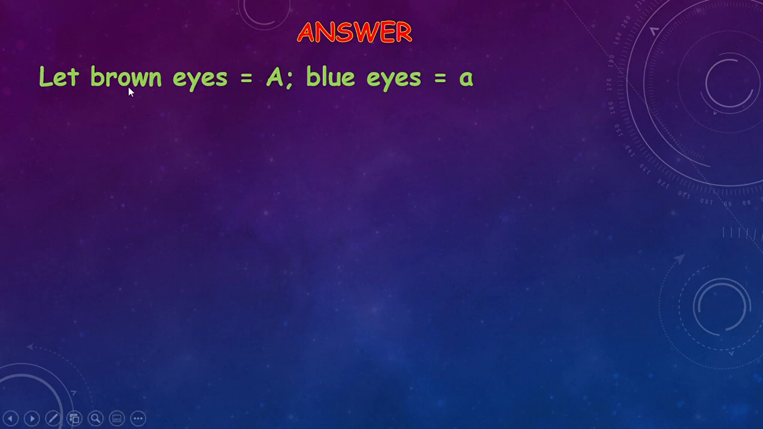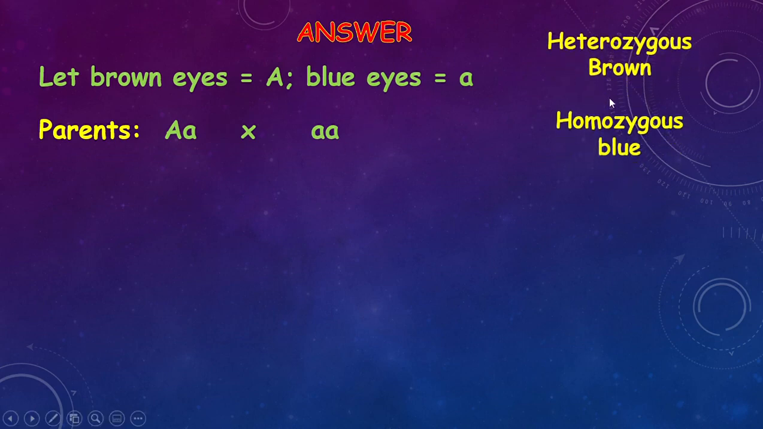So now why have I let brown eyes be the capital and blue eyes be the lowercase? So the parents, step 1. The person with the brown eyes is capital A, little a. And the person with the blue eyes is little a, little a. How did I get that? Well, remember, I've got heterozygous brown and homozygous blue. Therefore, if it's homozygous blue, but in the heterozygous form it is brown, clearly brown then is the dominant color.